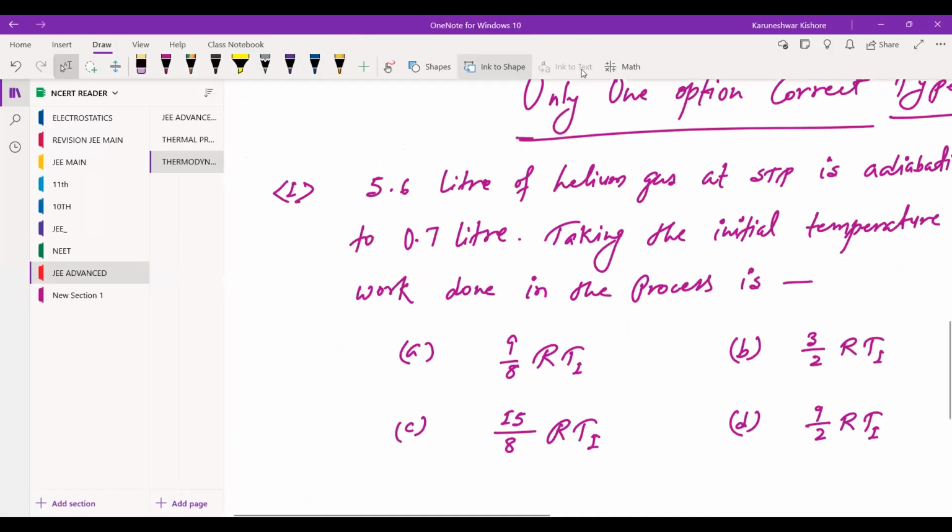So accordingly, how to find this work done, taking the initial temperature to be T1? How can we get the idea about what will be the work done over there? So let's see how.